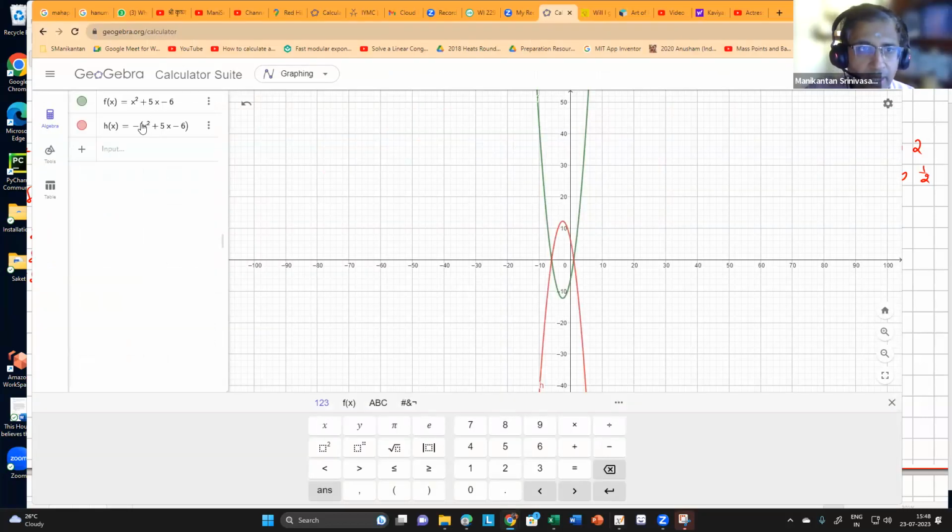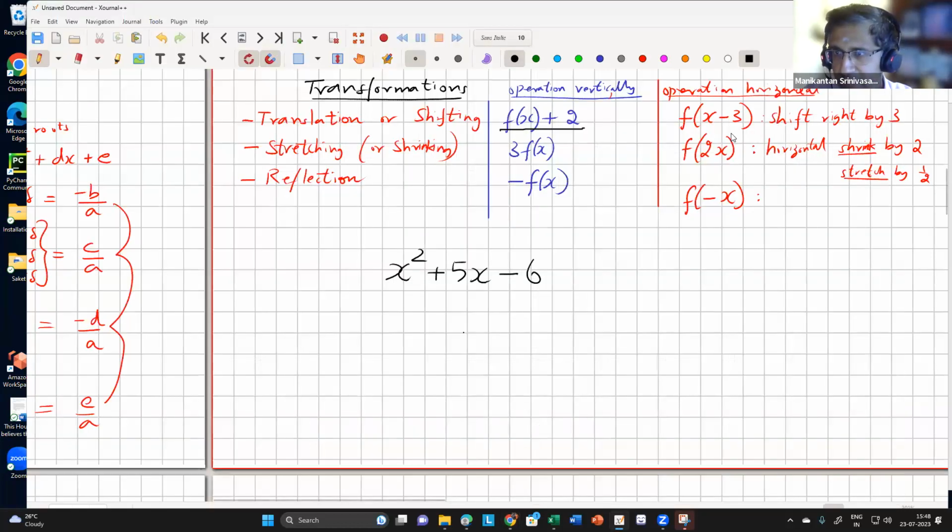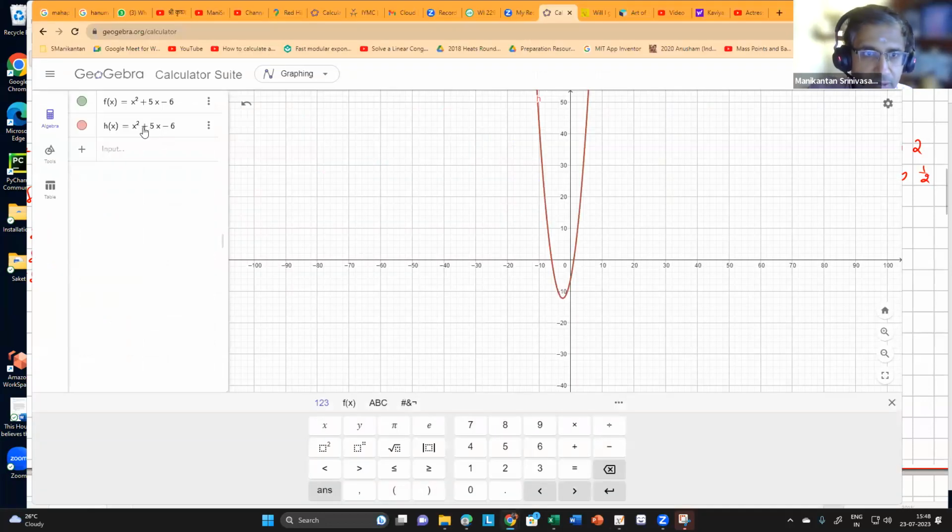So now I'm looking at f of x minus 3. F of x minus 3 means what? Every x gets replaced with x minus 3. So here, instead of x square, I'm going to call it x minus 3 whole square. And so instead of this 5 times x, every x gets replaced with x minus 3. That's the meaning of f of x minus 3, right? Okay, so it's 5 times x minus 3, and then the minus 6.